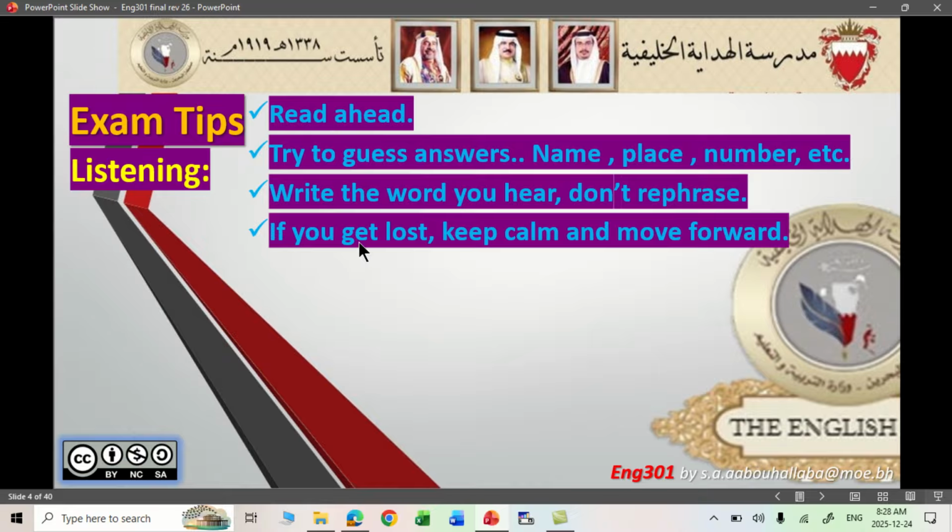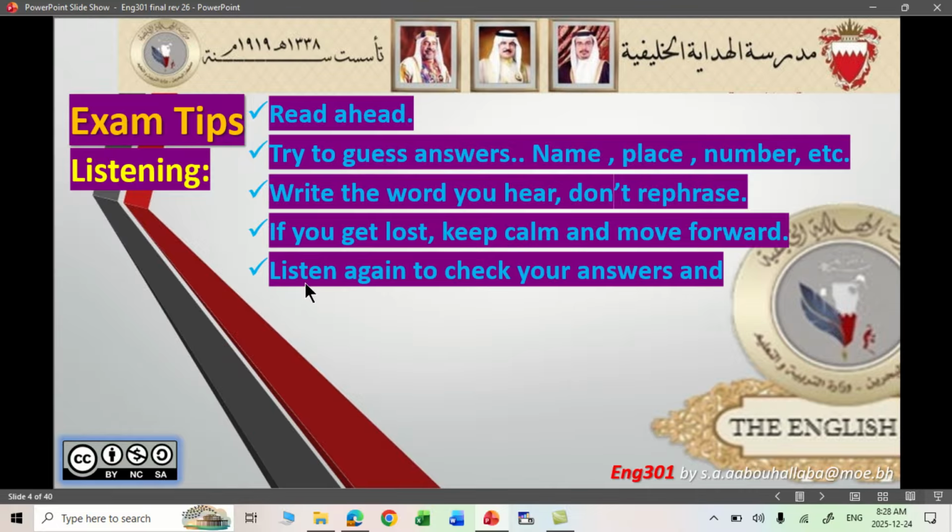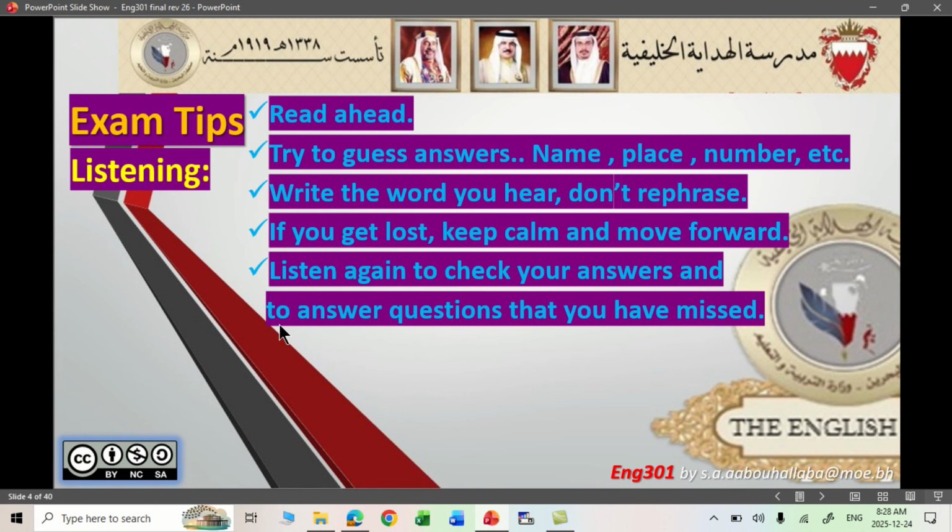Well, what if you get lost during the exam? Please keep calm and move forward, because you are going to have a second time to listen. When it comes to listen again, you will check your answers and answer questions that you have missed.